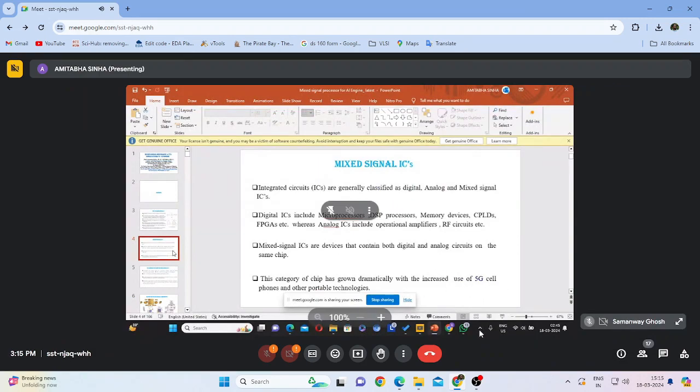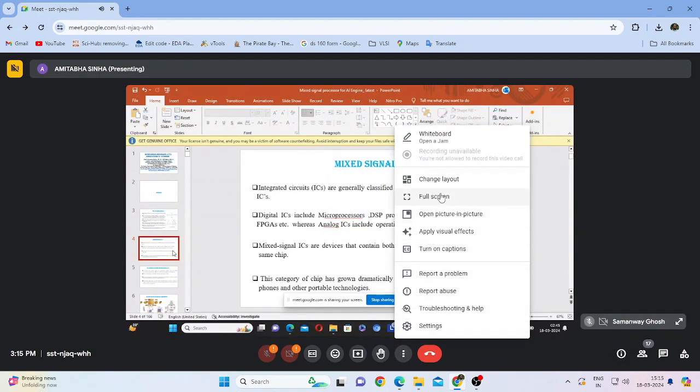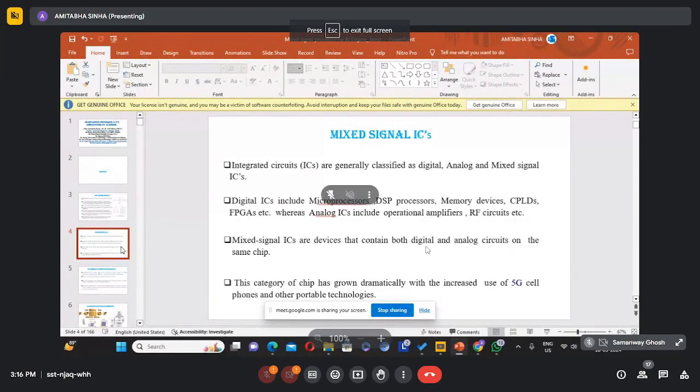A typical example is today's advanced DSP processors, in the same chip that includes the DSP processor, memory, A to D converter, D to A converter. Now, this category of chips has grown dramatically with the increased use of 5G cell phones and other portable technology. Because of the advance of communication technology, where we require analog and digital both on the same chip, these devices are becoming very popular.